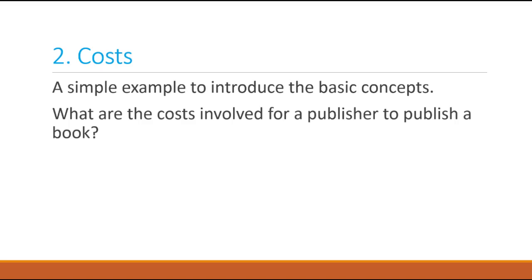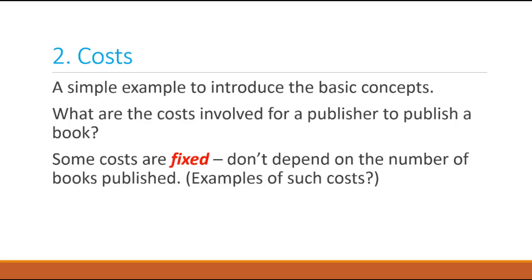I want to divide up costs into different categories. So one category of costs we're going to call fixed. The definition of fixed costs is that the amount that the firm pays doesn't depend on how much it produces, in this case, the number of books that it publishes. So I'd invite you to just pause this video for a moment and think if you can come up with some examples of costs like that.